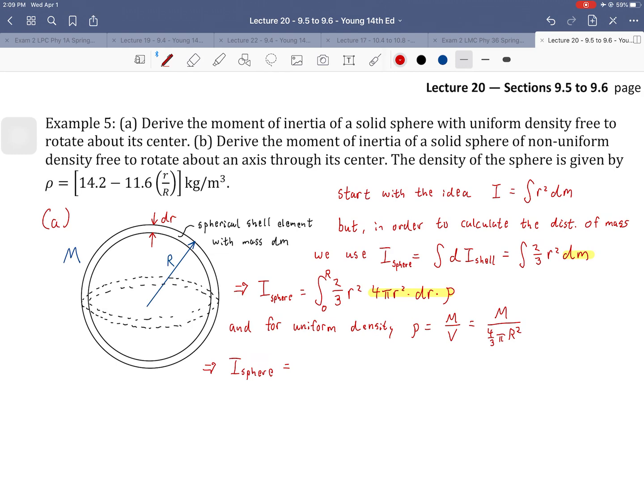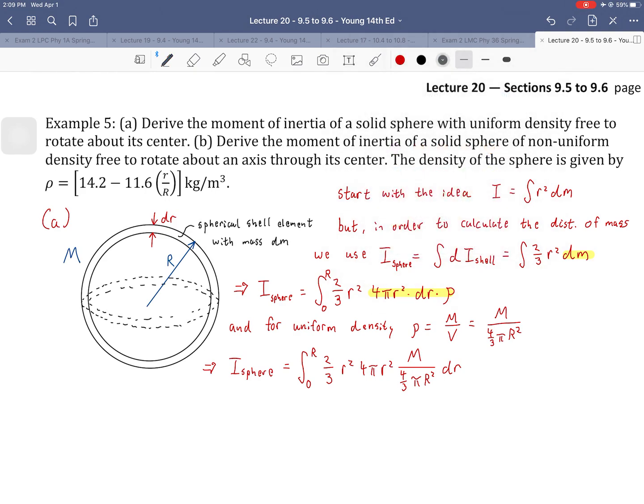And here I'll make it obvious that we're going from 0 to big R because we have the correct differential. All right, so let's do that again. 0 to big R, 2/3 R squared, 4 pi R squared. I'm going to put the rho on the really correct side. And then I have a constant, and then 4/3, right, the whole thing is a constant. 4/3 pi R squared dr, the variable r.